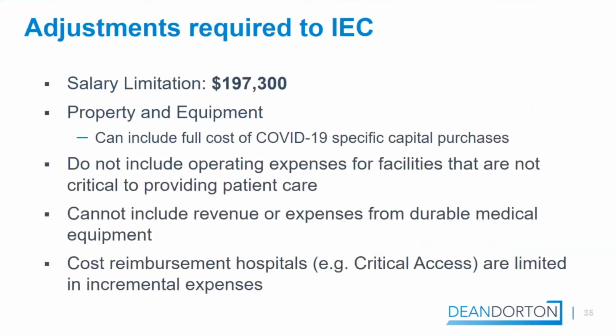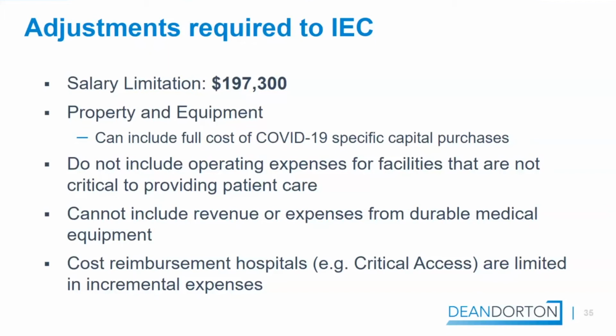There are some adjustments that you'll be required to make. There's a salary limitation on what expenses can be included in your incremental expense calculation. And so HHS did not want any expenses to be paid to employees that earn over $197,300. They're not saying you can't pay people more than that. They're just saying they didn't want grant funds to be used to pay people over $197,300.